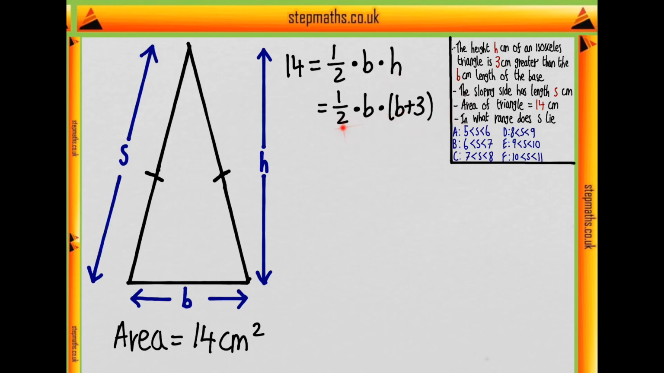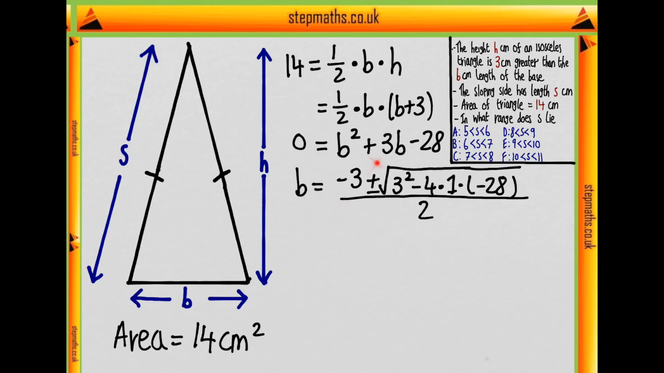And now, if we times through by 2, so we get 28 on this side, expand this bracket out, and then minus the constant from this side, we get this. We can rearrange this to get a standard quadratic. And this is great because we know how to deal with these. So using the quadratic formula, we get b equals minus 3 plus or minus the square root of 3 squared minus 4 times 1 times minus 28, all over 2.